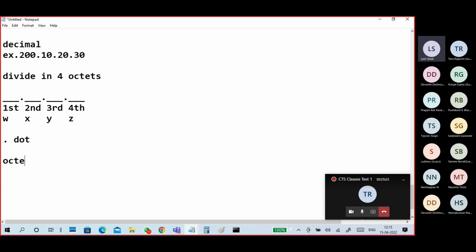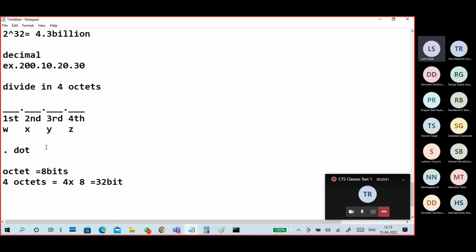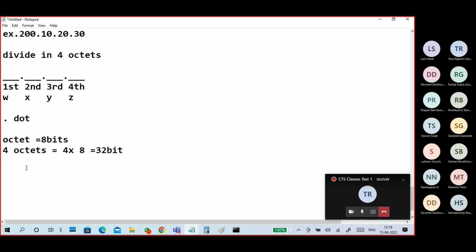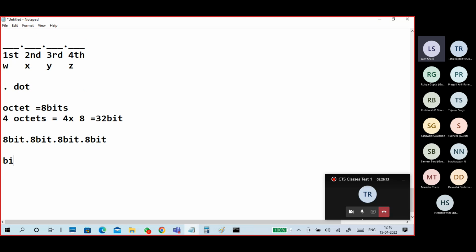What is an octet? Octet means 8 bits. How many octets do we have? 4 octets, so 4 into 8, totally 32 bits. Each octet is 8 bits only. First octet is 8 bit, second octet is also 8 bit, third octet is also 8 bit, fourth octet is also 8 bit. So totally 32 bit.